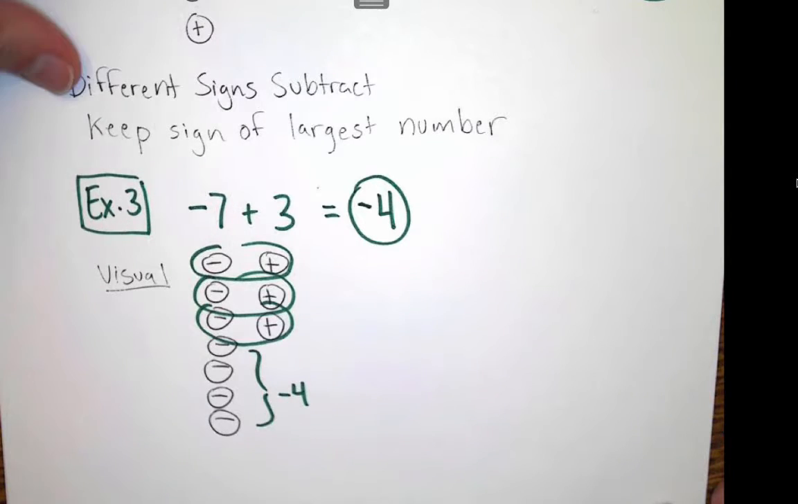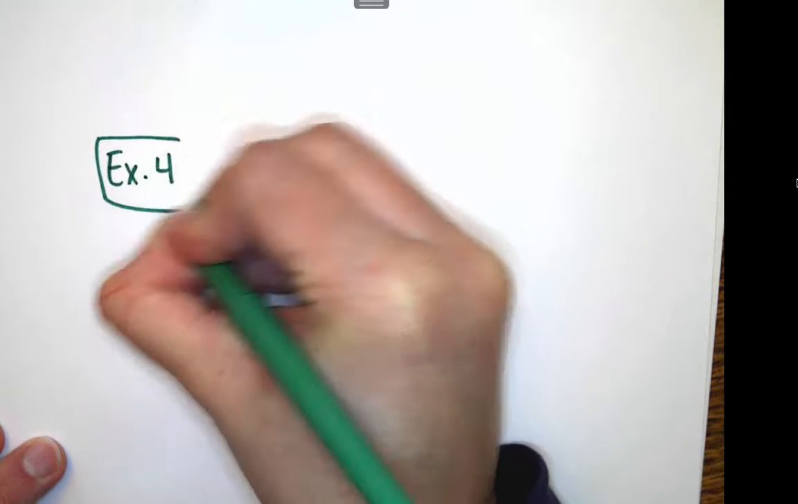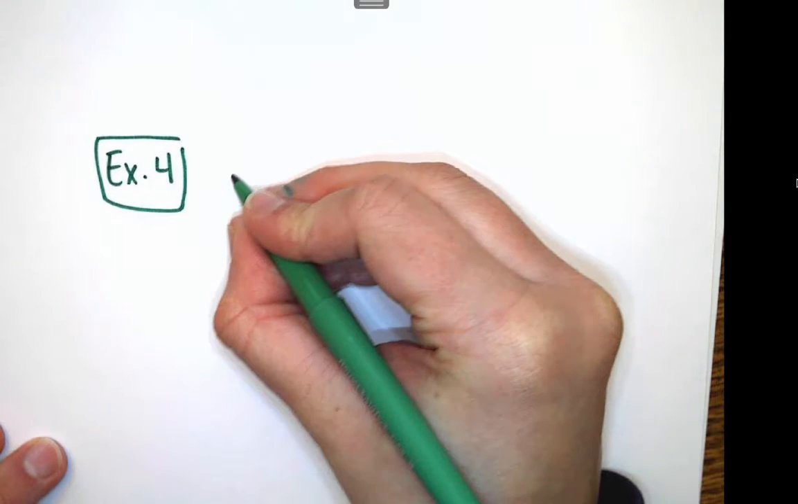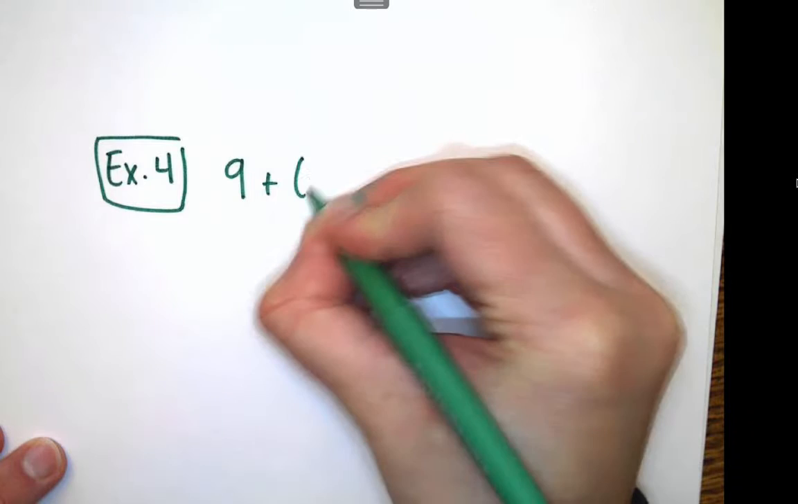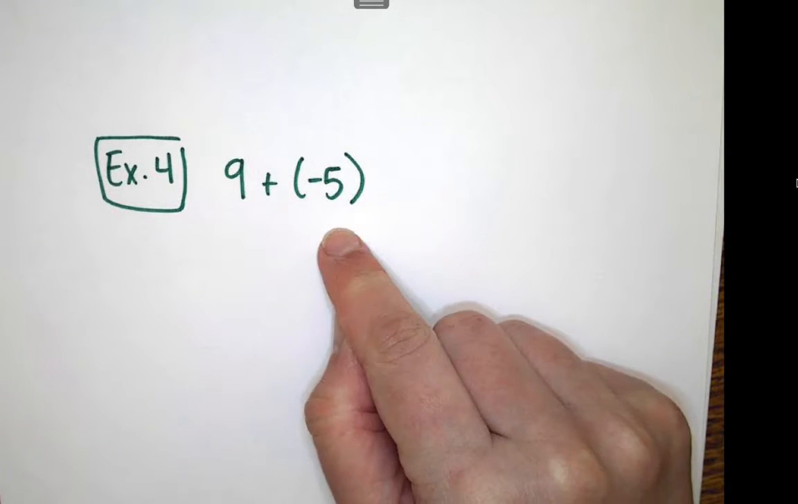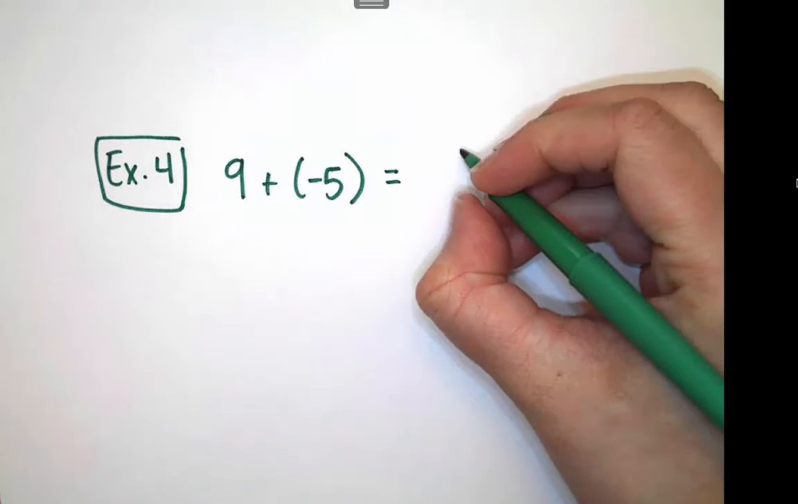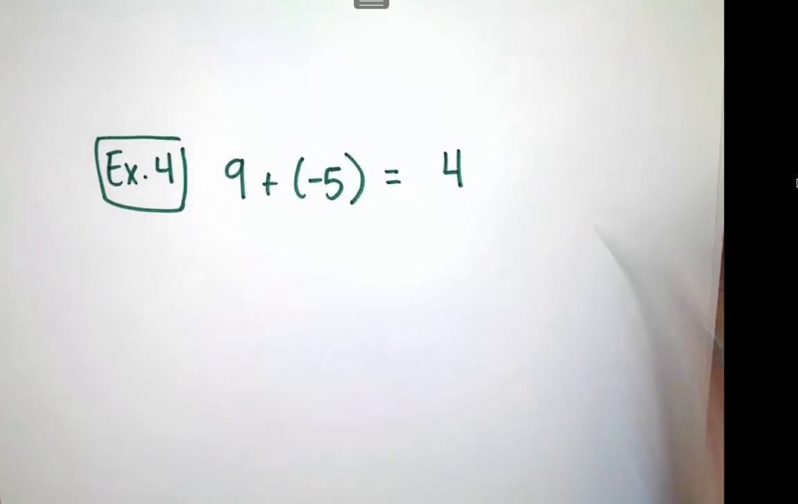Let's try another one. We'll do example 4. This time, let's say we had 9 plus -5. Another great example, we have opposite signs. These are different. This is a positive, this is a negative. So, the rule says with different signs subtract. 9 take away 5 is 4. There, I subtracted. But think about the visual.